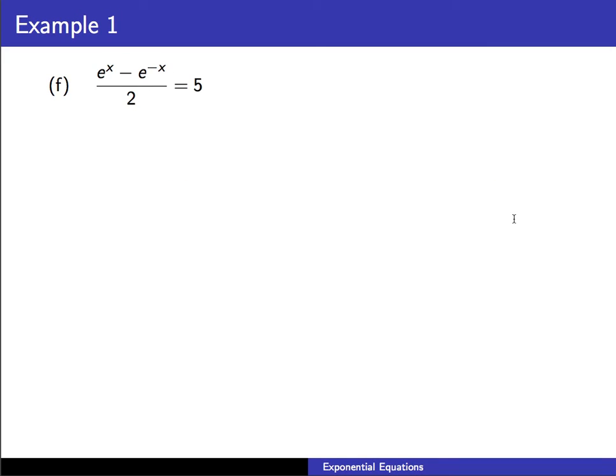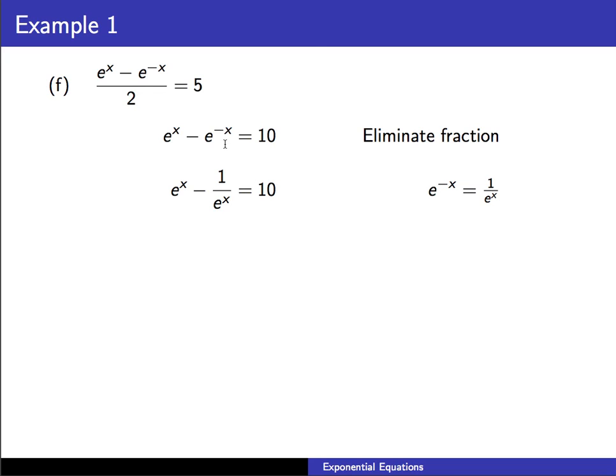All right, part F, we have (e to the x minus e to the negative x) over 2 equals 5. If you study calculus and you learn about what are known as hyperbolic trig functions, you'll see this left-hand side again. But in any event, you don't have to worry about that for now. So multiplying both sides by 2 to eliminate our fraction, we have e to the x minus e to the negative x equals 10. And rewriting e to the negative x as 1 over e to the x, so our negative exponent property there, we have e to the x minus 1 over e to the x equals 10.